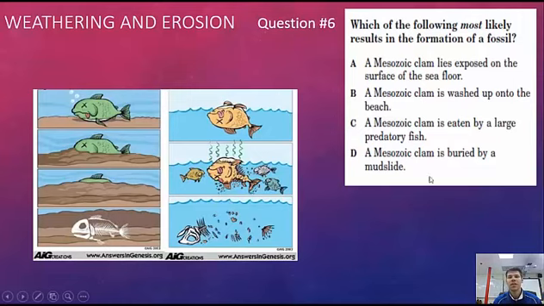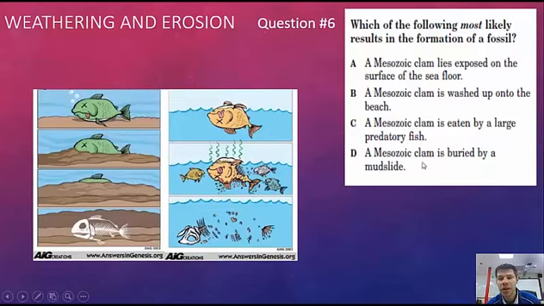inside this new sedimentary rock that's formed, you'll find a fish skeleton. So the best answer here, a Mesozoic clam lies exposed on the surface of the seafloor. It's probably not going to make a fossil. All right. A Mesozoic clam is washed up onto the beach. Also, probably not going to make a fossil. A clam is eaten by a large predatory fish. Also not going to make a good fossil.